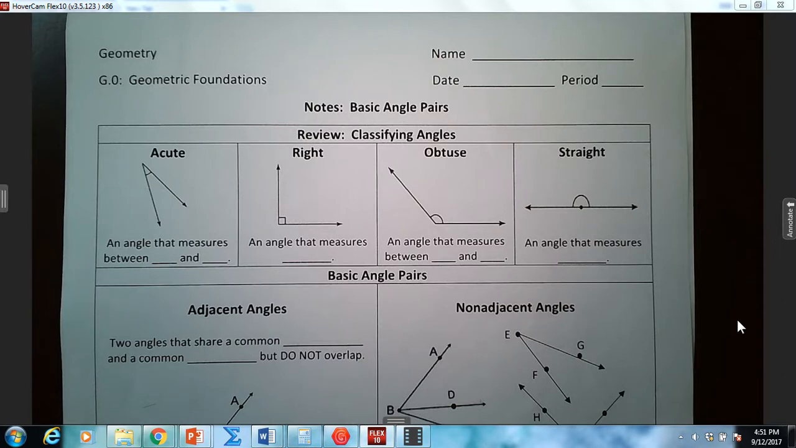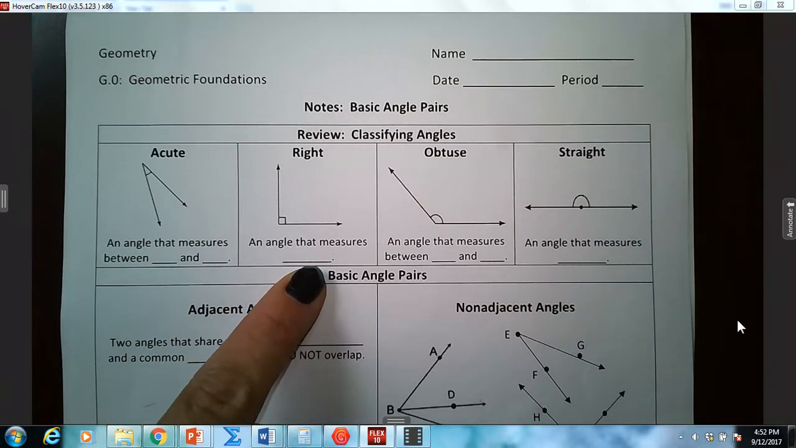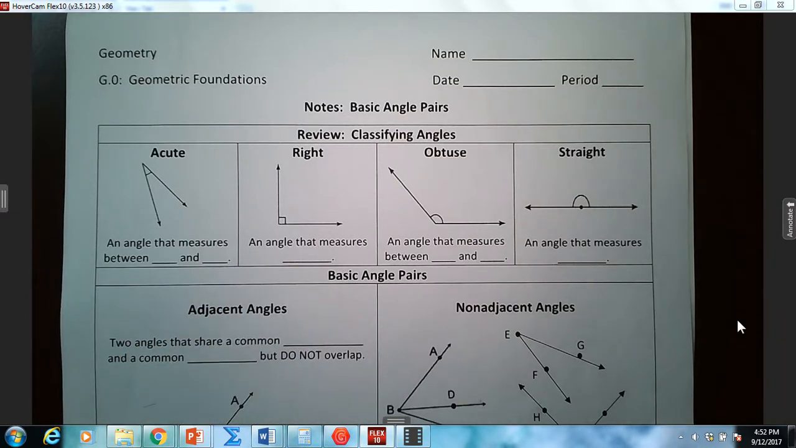I've got this first little section of review here about classifying angles that you could probably do on your own. In fact, take a second and see if you can remember the angle measure that is a boundary for an acute angle and the angle measure that it takes to be a right angle and obtuse and so on. We're looking for the degree measure here. So take a moment and see if you can remember those degree measures.